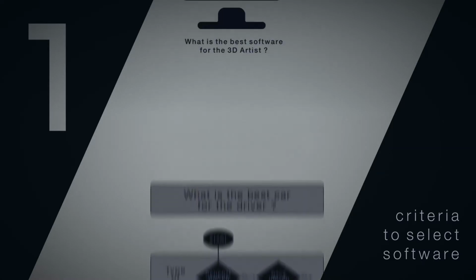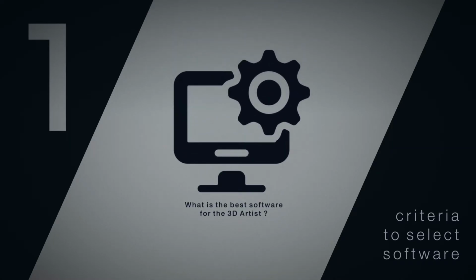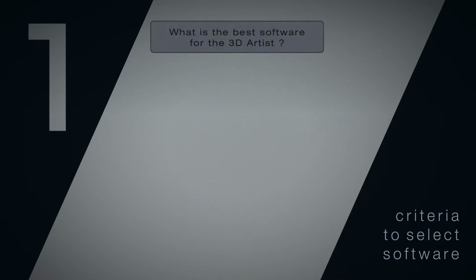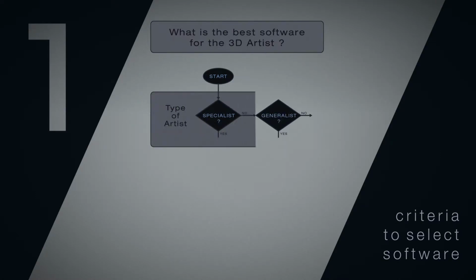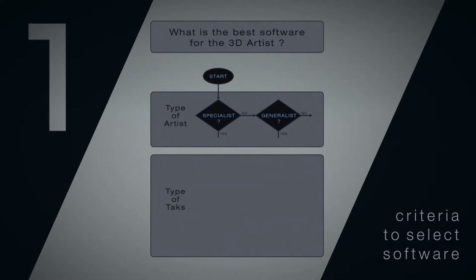Let's return to the 3D artist world. In order to get an accurate answer, it is important to be specific with your needs and your purpose. And similar to the car example, for the 3D software, the first thing you need to specify to narrow your choices is if you are a 3D specialist or rather a 3D generalist. Then the second thing you need to specify is the type of 3D task you want to achieve.